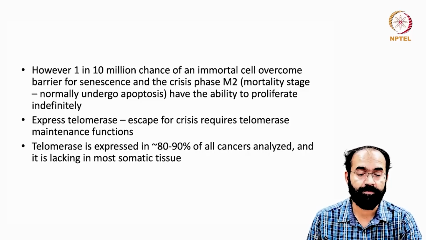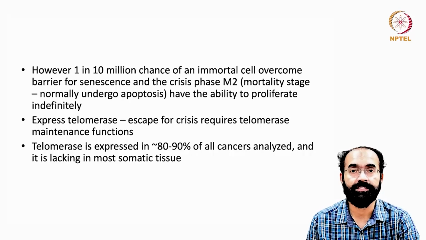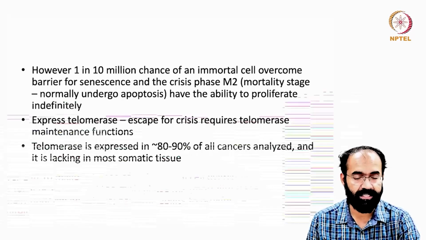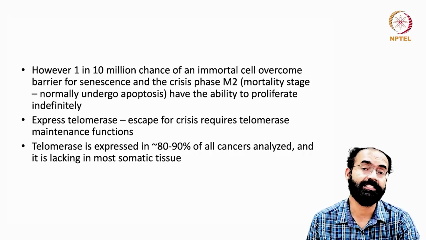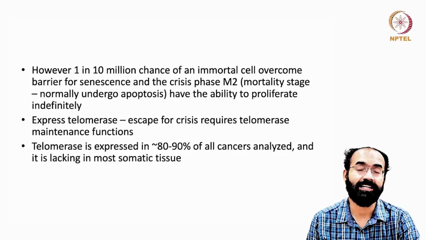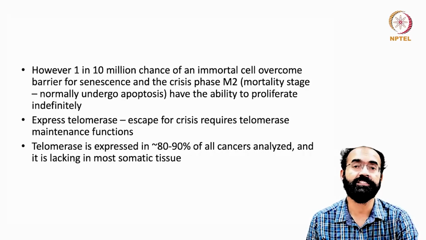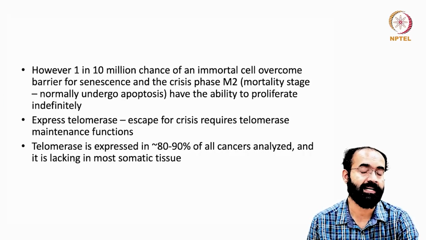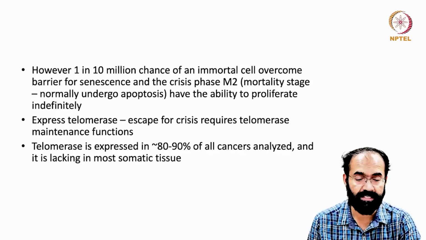So they must express telomerase. There is no way out other than having telomerase, because the problem that arose from reduced telomere length has to be handled with an increase in telomere length. So they must express telomerase, escape the crisis, and also require telomerase maintenance functions. Just expressing telomerase once doesn't help much. It has to be maintained throughout, because otherwise the cell can again face the same problem of the Hayflick limit and the crisis stage, and can undergo the M2 phase and apoptosis. You don't want that to happen. The telomerase should continue to be present.